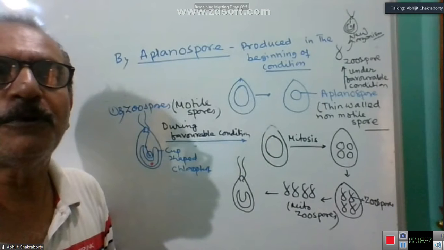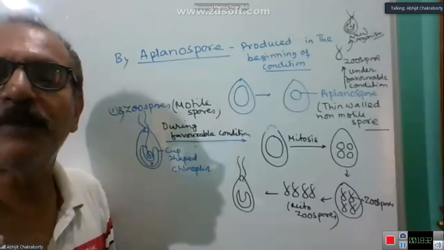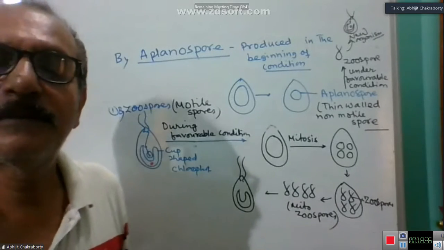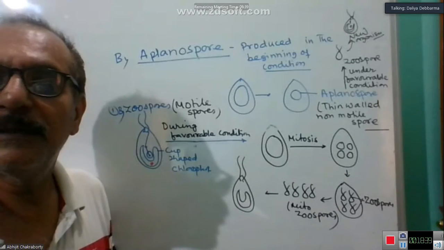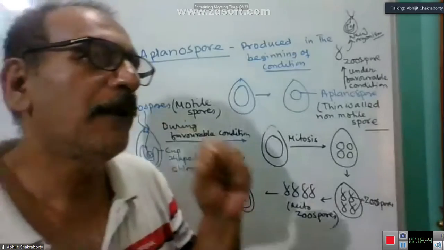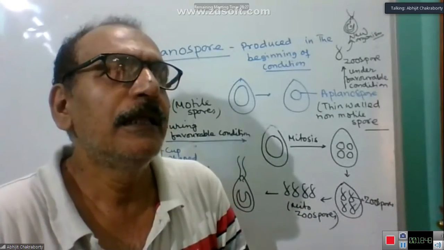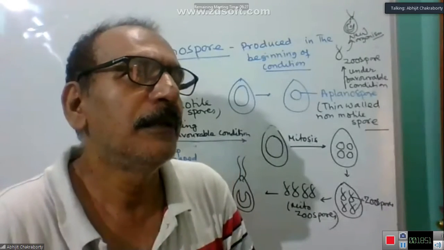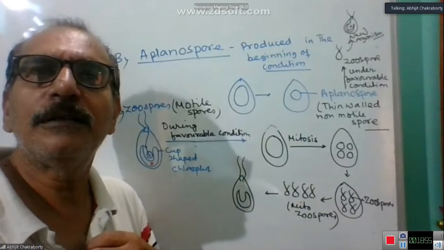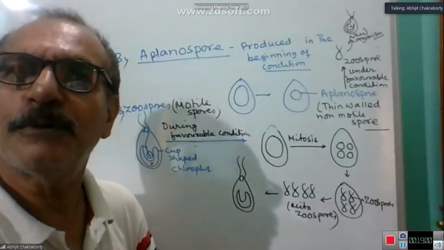Zoospores are produced during favorable condition. Aplanospores are produced in the beginning of unfavorable condition. Sir, please repeat about the aplanospore. Okay. When unfavorable condition begins, just starts, then their protoplasm becomes rounded up, becomes thin-walled to take the shape of a spore, and such a spore is called aplanospore.